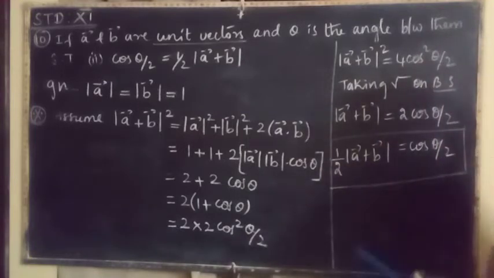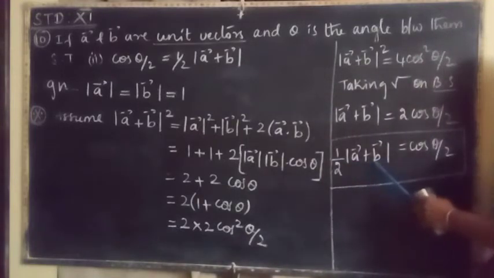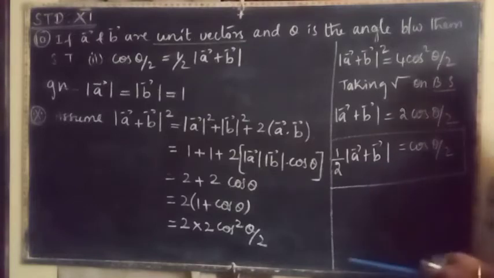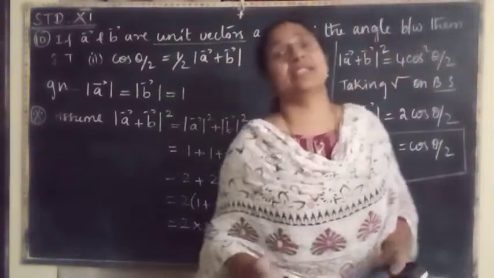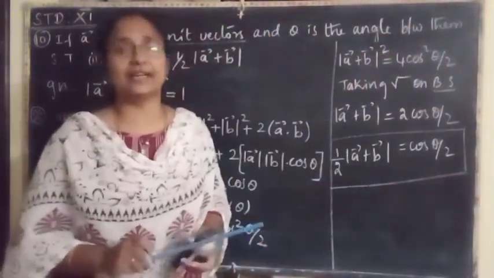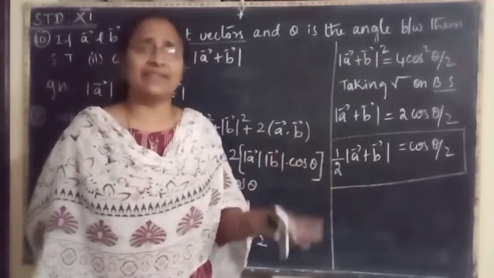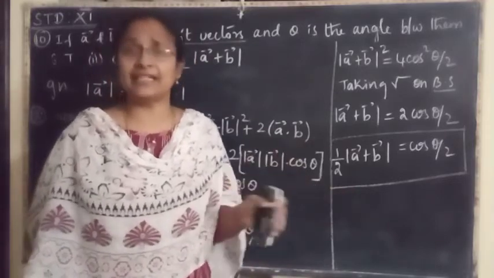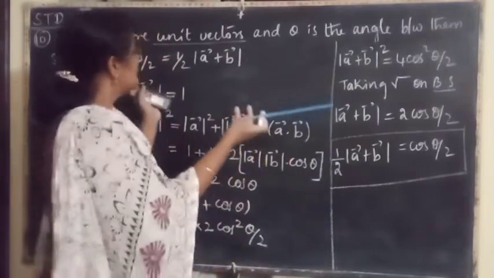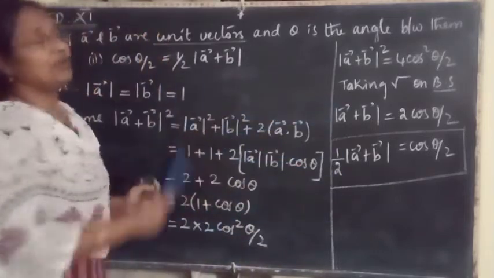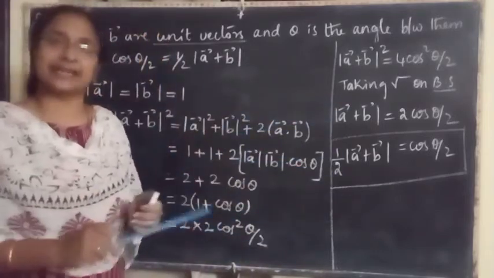Cos theta by 2 is equal to half of modulus of A vector plus B vector. So we have proved both the results for sin theta by 2 and cos theta by 2. The third result is very simple. We are going to prove tan theta by 2 with the help of the two results we have already arrived at in the first and the second subdivision.